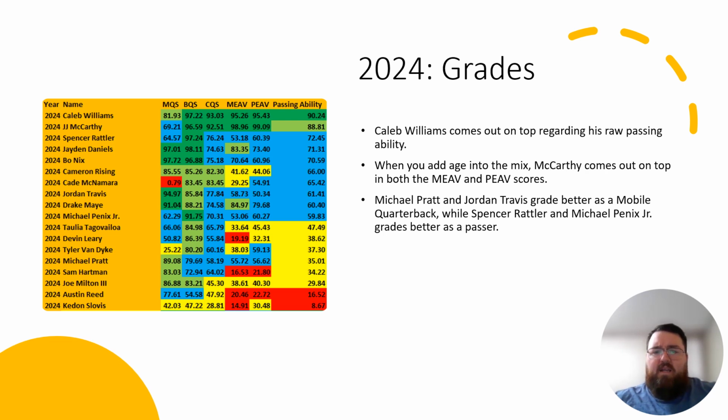Taking a look at it, when you add in the other quarterbacks, I would say, just to throw this out there, Michael Pratt and Jordan Travis grade better as mobile quarterbacks, and Spencer Rattler and Michael Penix Jr. graded better as passers. So, in other words, Pratt and Travis have a better ability to maybe become a mobile quarterback outlier in this class, whereas Rattler and Michael Penix Jr. have a better potential to be a passing quarterback at the next level.